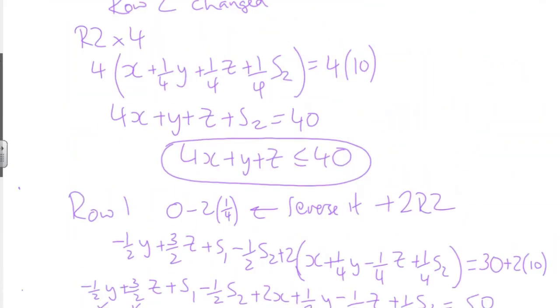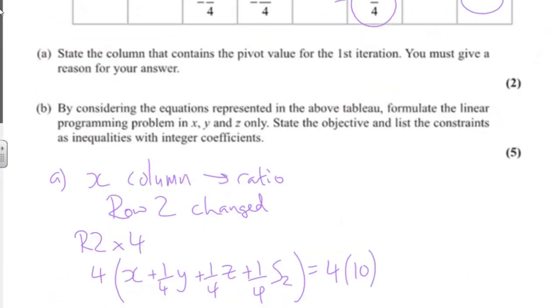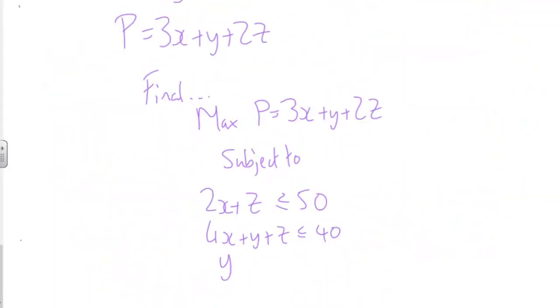Row three stayed the same. So that would be Y plus Z less than or equal to 26.